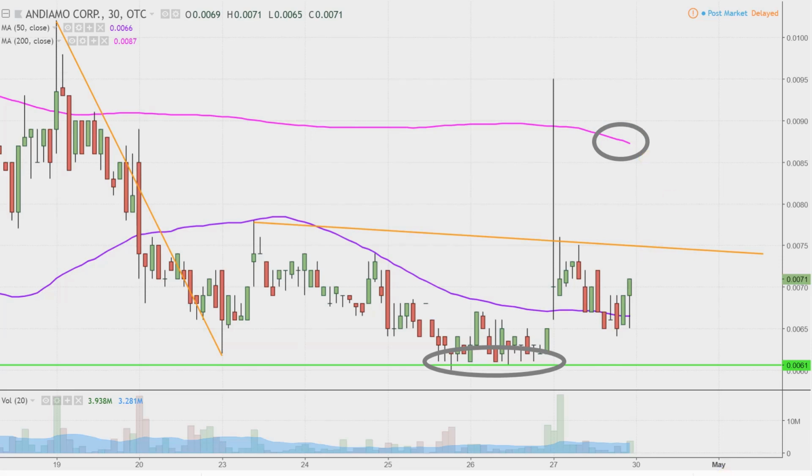So in summary, ANDI 30-minute bear pennant pattern, but there's definitely an opportunity here to get some momentum going. So we'll see what next week brings.